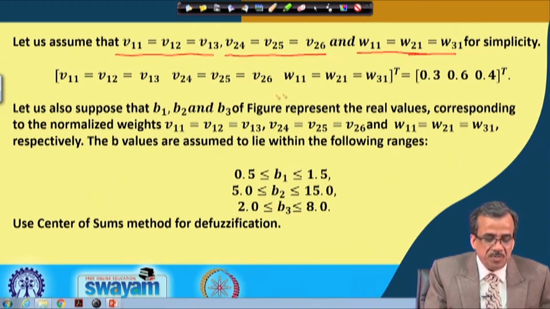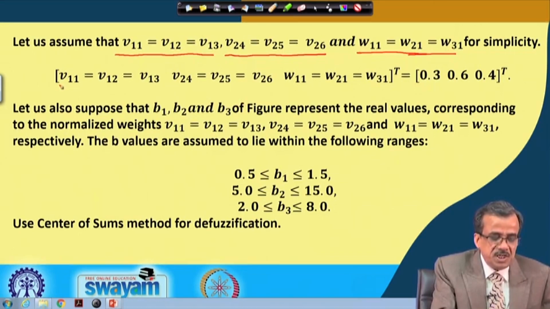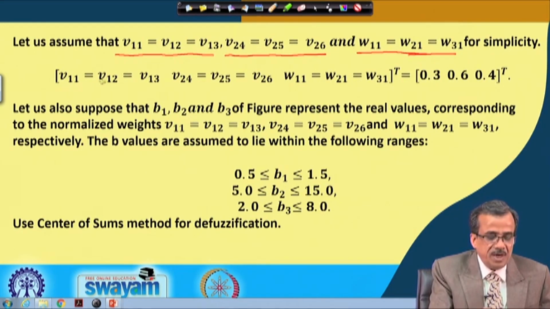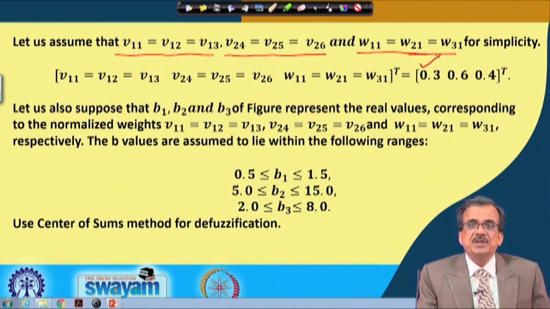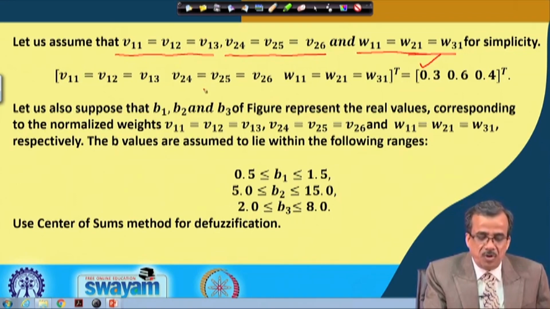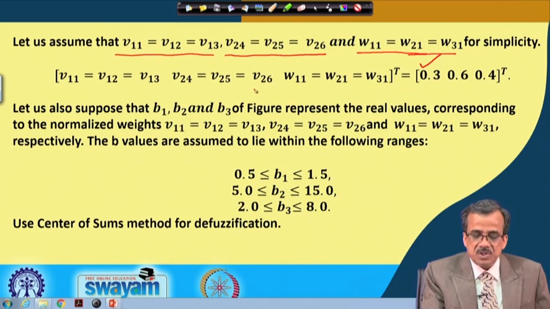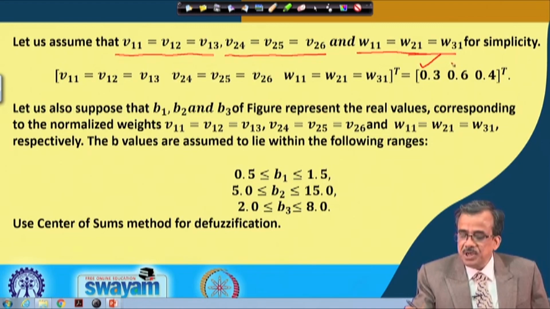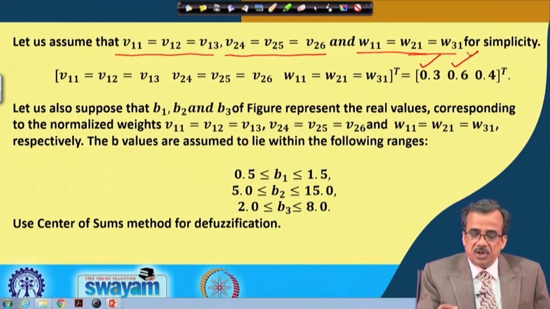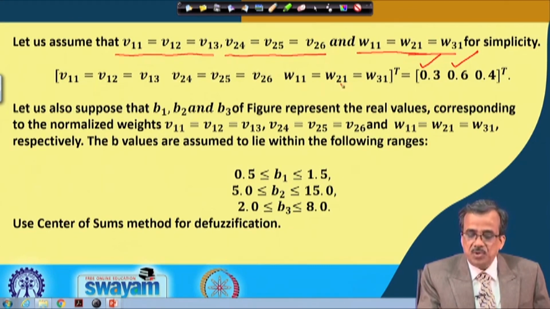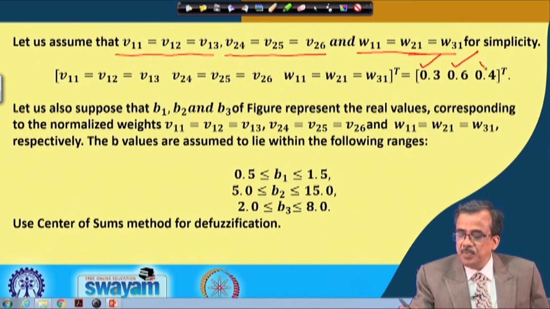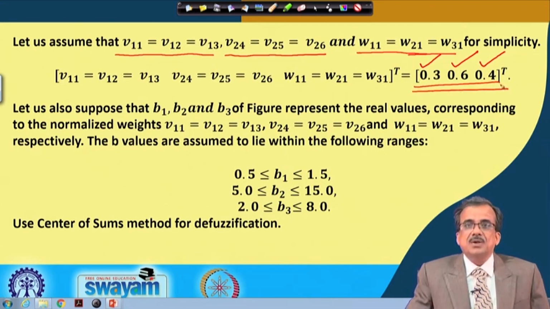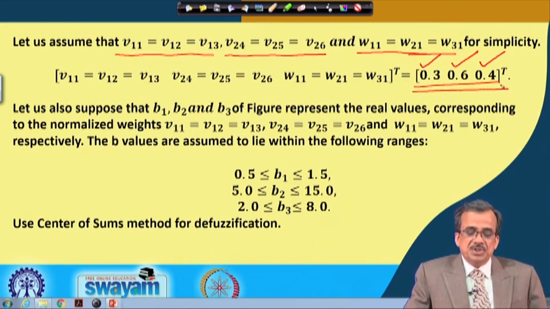Now, here we assume the numerical values: V11 equals V12 equals V13, and that is kept equal to 0.3. Then V24 equals V25 equals V26, that is kept equal to 0.6. Then W11 equals W21 equals W31, that is kept equal to 0.4. And you can see that all such values are in the normalized scale lying between 0 and 1.